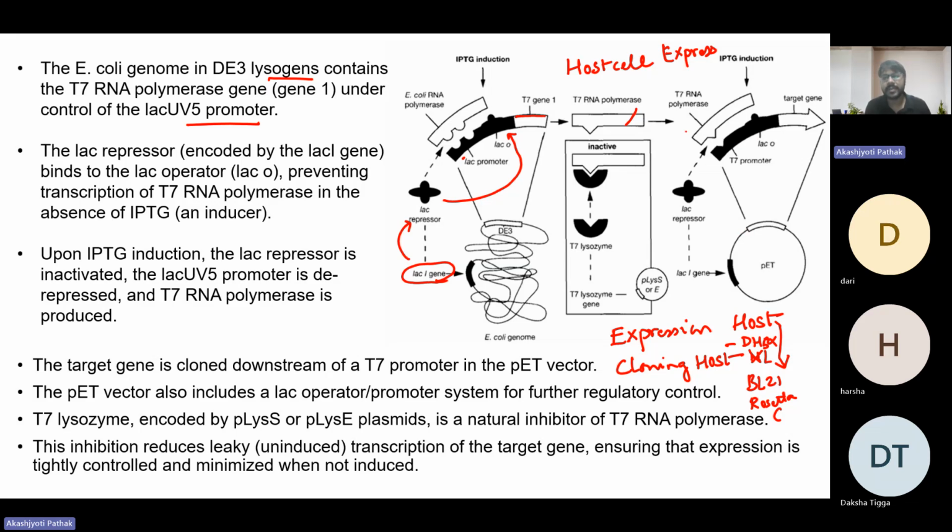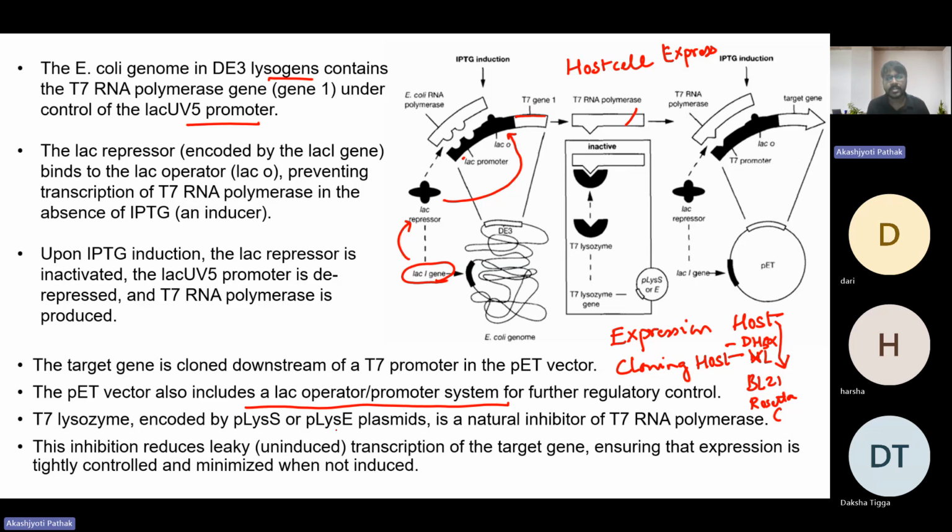Okay, so once T7 RNA polymerase binds to the T7 promoter, the gene of interest, which is present downstream of the T7 promoter, will get transcribed. The pET vector also includes a LAC operator or promoter system. So your bacterial genome has a promoter operator system, and your pET vector also has this promoter operator system. Okay, so is it clear now?